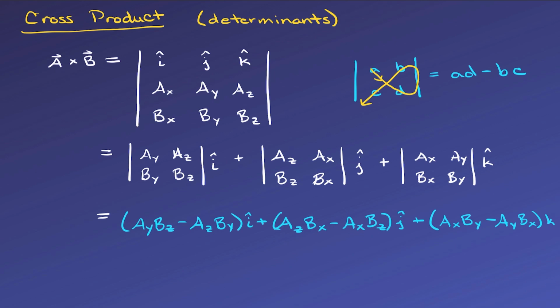If we want the magnitude of the vector that we get from our cross product, we can simply take these x, y, and z components and then combine them using the Pythagorean theorem to get the magnitude. So that's it for the review of the cross product, and I'll see you in the next video.